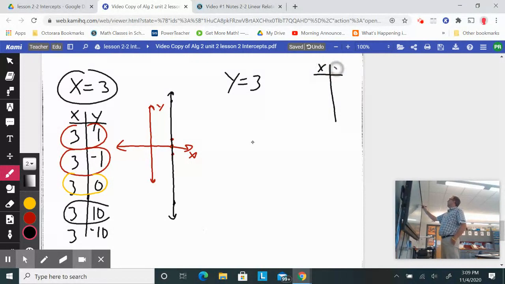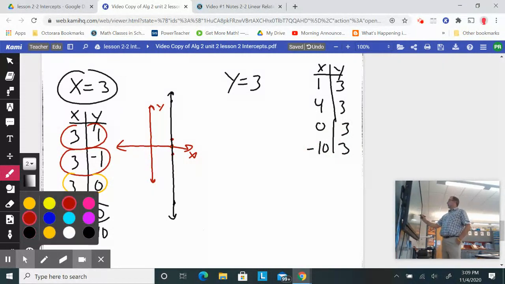That means it doesn't matter what the input is, the y is 3. So if x is 1, y equals 3. If x is 4, y equals 3. If x is 0, y equals 3. If x is negative 10, you guessed it, y is 3.